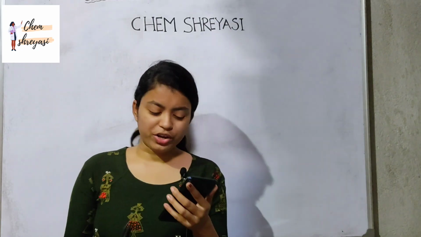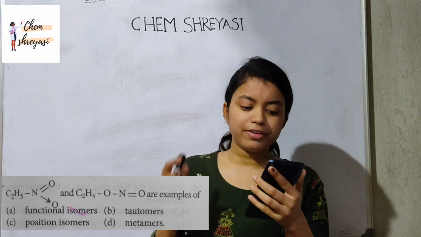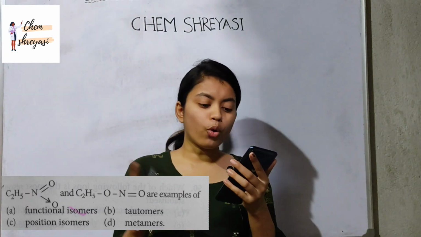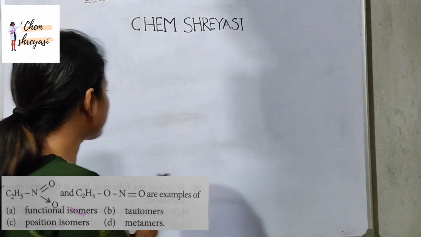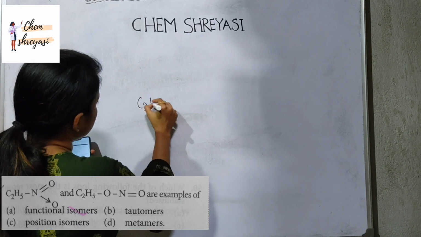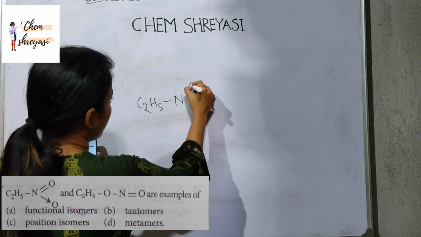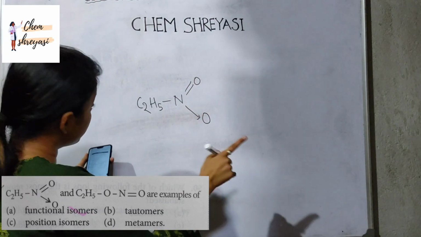Now the third question. So the third question is that C2H5NO2 and again C2H5ONO. So both of these are example of which type of isomer. So let me draw the structures for you once again. So it says C2H5 bonded with nitrogen, double bonded with oxygen, and there is one coordinate bond with another oxygen.